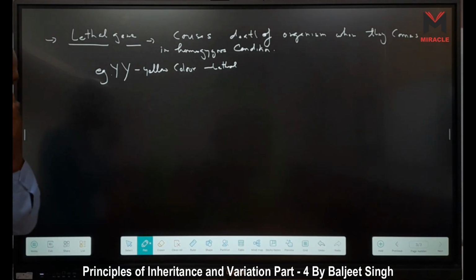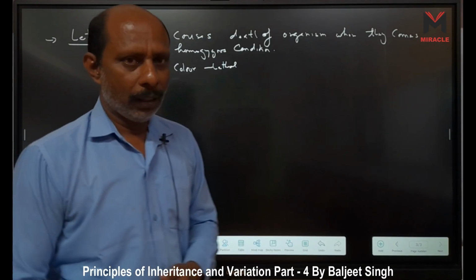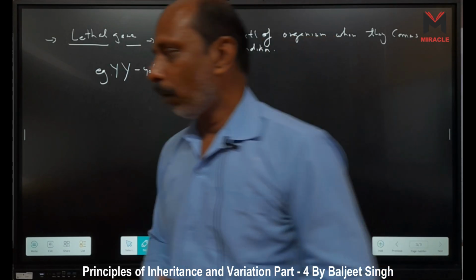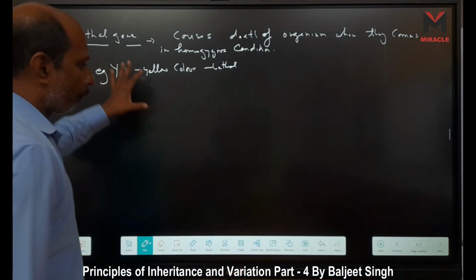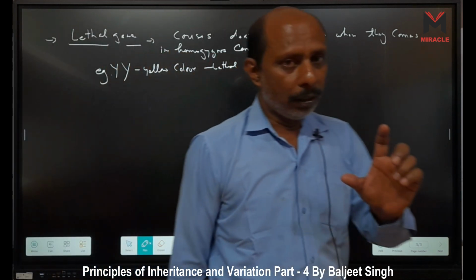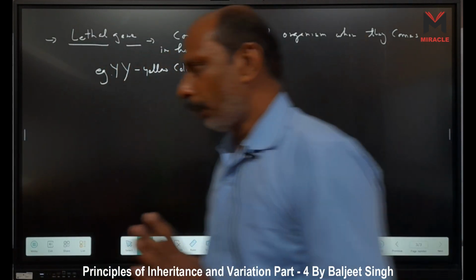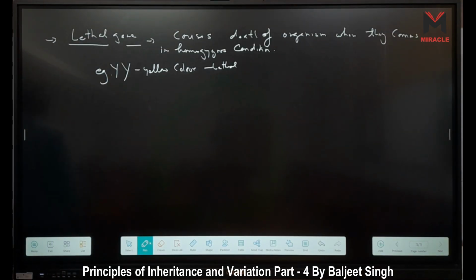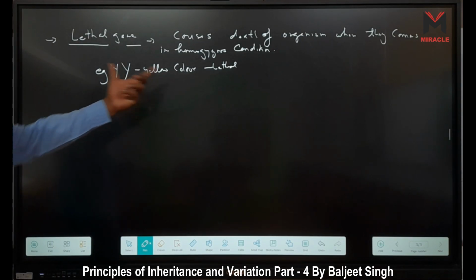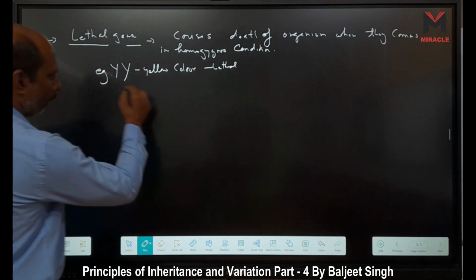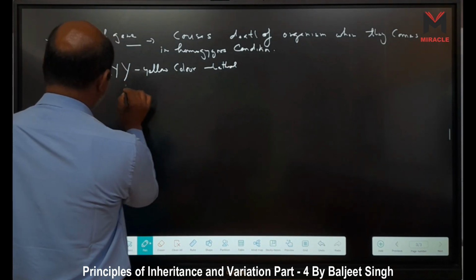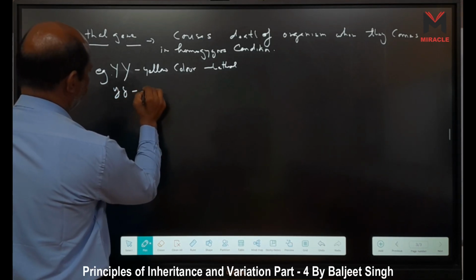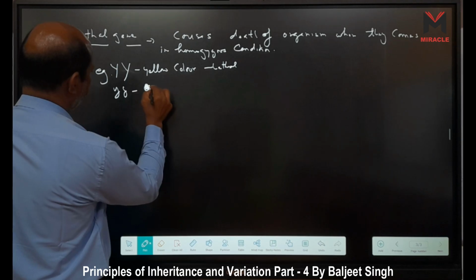Yellow color means in nature you cannot find yellow color mice; only white and brown color we can get. So why not get yellow color? Because yellow color is obtained only in homozygous condition. So when we cross a brown and a white color rat, we have two types of gametes. One is small y, that is brown color, and the other is white color.